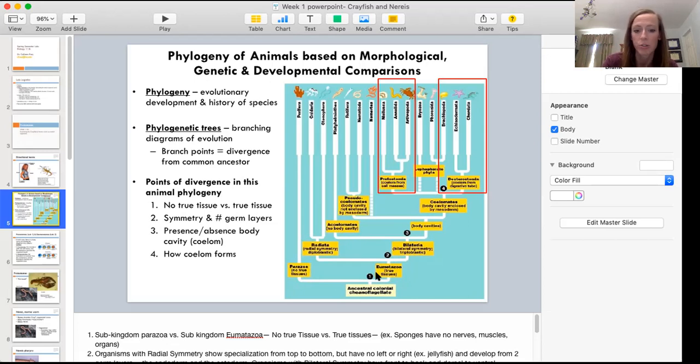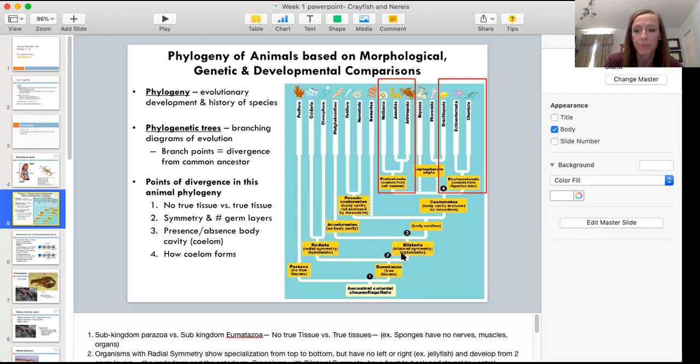So again, tissues are groups of cells that work together for a common function. You might have nervous tissue, right? Or muscular tissue, right? So all of those tissues are more distinctly present in the eumetazoa group. And the parazoa, they include some sponges that don't really have real tissues that work together for a specific purpose. All right, and so if we then follow our eumetazoa group, true animals, we can then see the second point of divergence, which is referring to symmetry and germ layers.